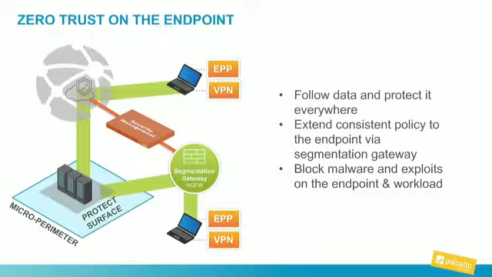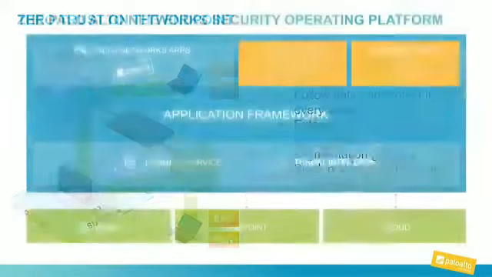And then the endpoint protection will sit on the endpoint and stop it from being exploited and being used in an attack. And also by extending the policy to the endpoint via the segmentation gateway, one of the things we're doing is reducing the amount of traffic that has to be looked at by the endpoint protection solution. And this is certainly critical. If we don't allow every single piece of traffic to come in and hit the endpoint, we can reduce the work that the endpoint protection solution does.